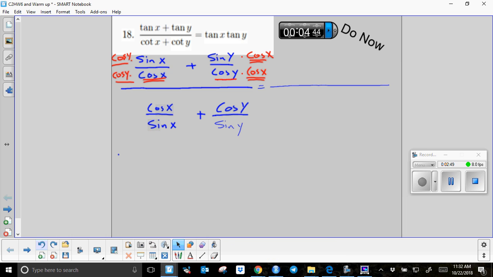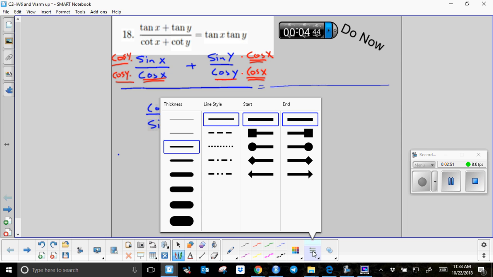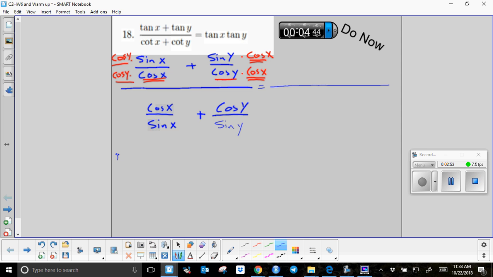So what I'm going to do, I'm going to have two fractions. One of them on the top now I have cosine of y times sine of x, and then sine of y times cosine of x. The denominators are cosine of y times cosine of x.